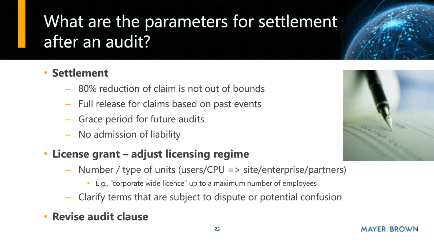And so maybe it's an opportunity for both you and the vendor to have a system that's deemed more fair by both parties. There also may be specific terms that are subject to dispute that you would want to clarify in a settlement. And you might also consider renegotiating the audit clause if you've learned something through the audit that makes you realize that the audit could be more efficient for both parties.